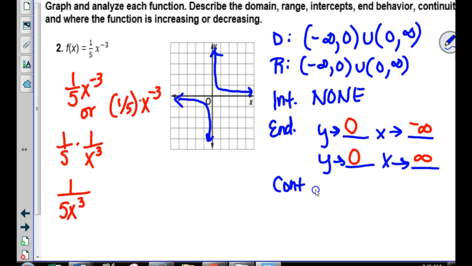All right, continuous. Is it yes or no? No. Has an asymptote or horizontal and vertical? Yes.